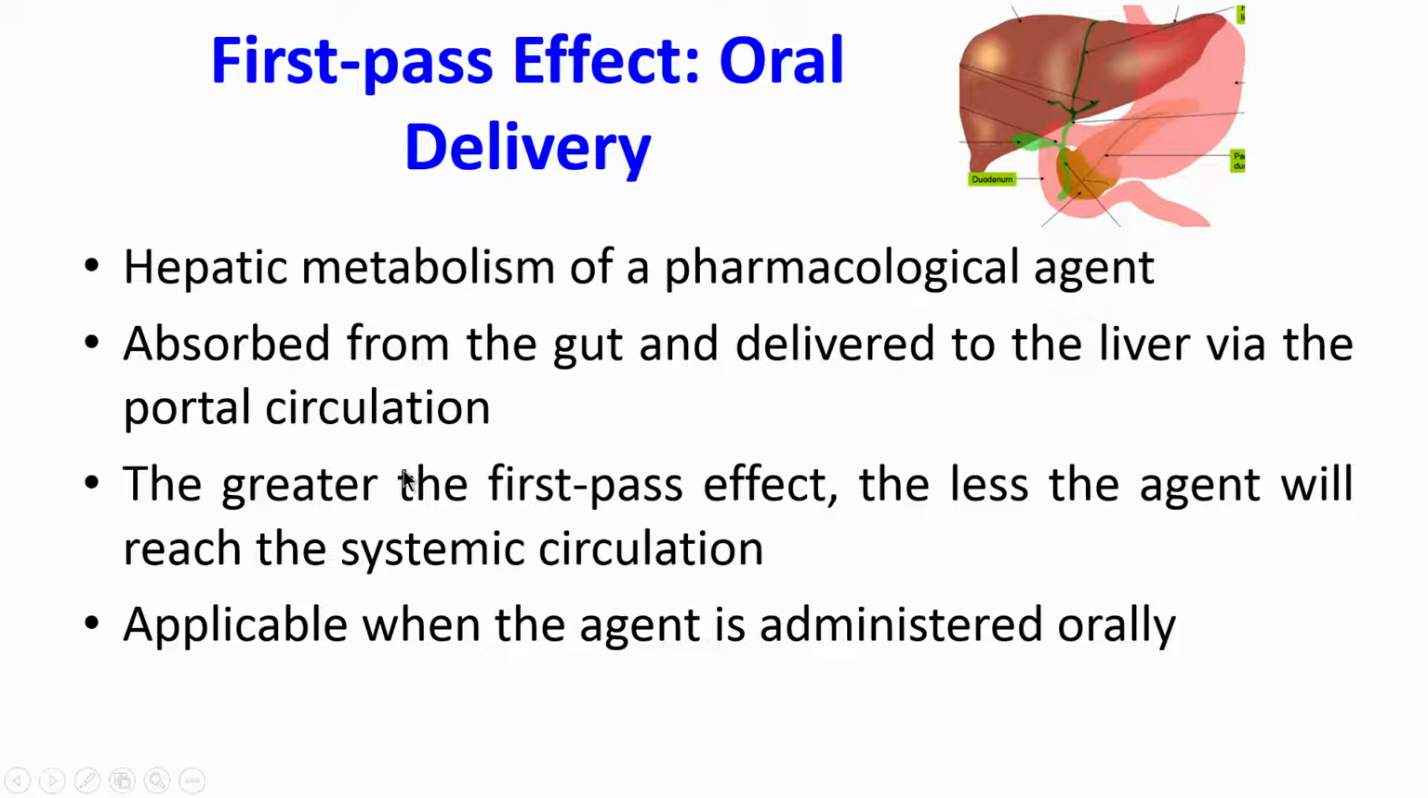That means that even before the drug has reached your blood, a lot of the drug is degraded in the first pass itself through the liver, and so less of your agent is going to reach the systemic circulation, and that will decrease the therapeutic efficacy. But this is only applicable if you are administering something orally. If you give it via some other route, you may prevent the first pass effect.